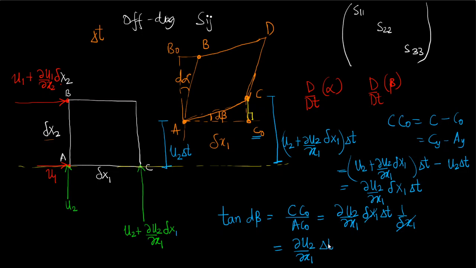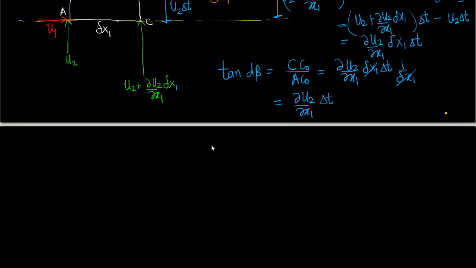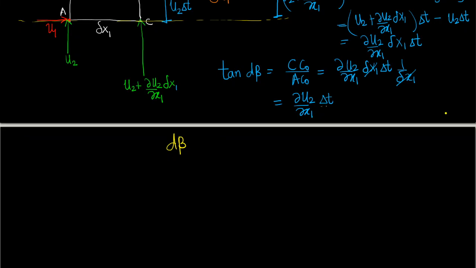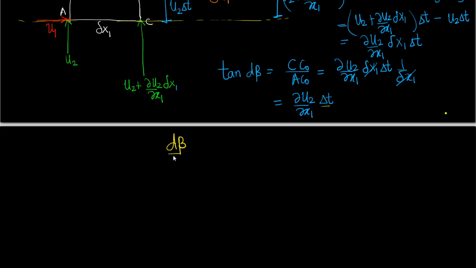Now for small Δt's, that is small infinitesimal changes, we can write tan of d beta as d beta. We can take the Δt on the left hand side, so we have taken simultaneously the limit Δt tends to 0. So it becomes d beta/dt, and this becomes equal to ∂u2/∂x1.